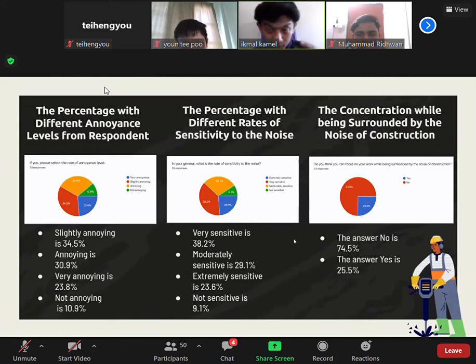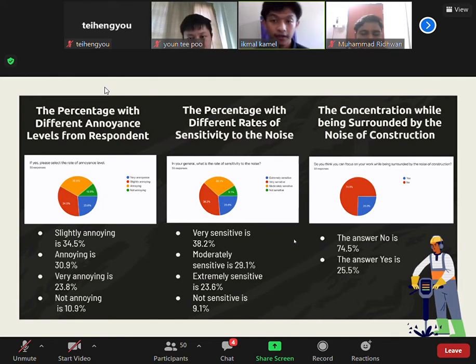So we also give them 4 options, which is extremely sensitive, very sensitive, moderately sensitive, and also not sensitive. We can see from the pie chart here, very sensitive brings percentage of 38.2%, moderately sensitive gives 29.1%, extremely sensitive gives the percentage of 23.6%, where only a small amount of respondent answered not sensitive, which is only 9.1%.